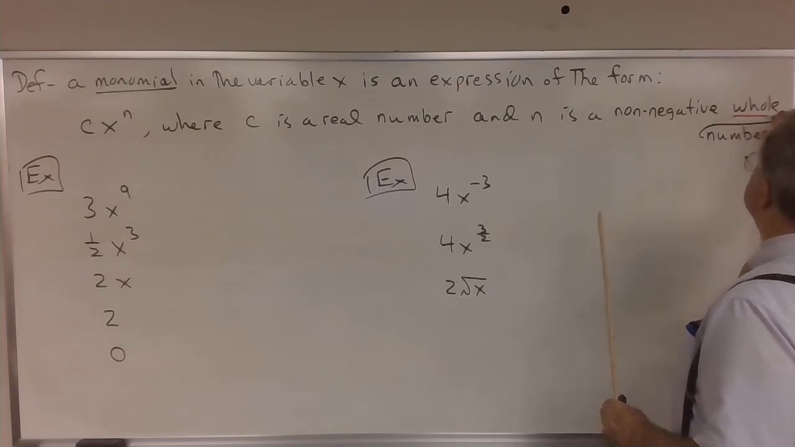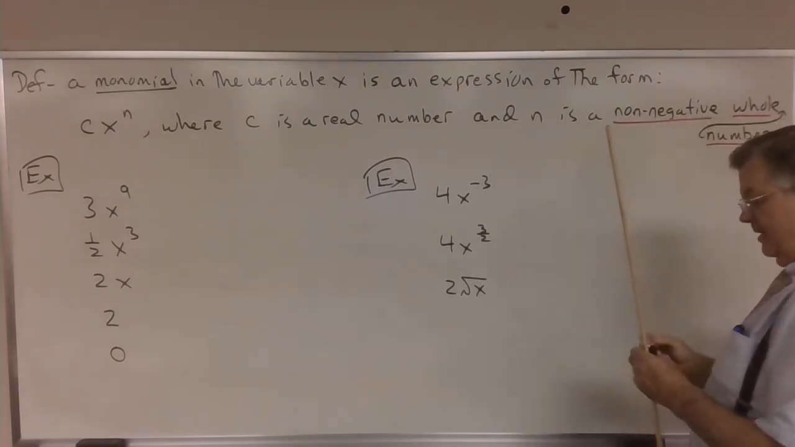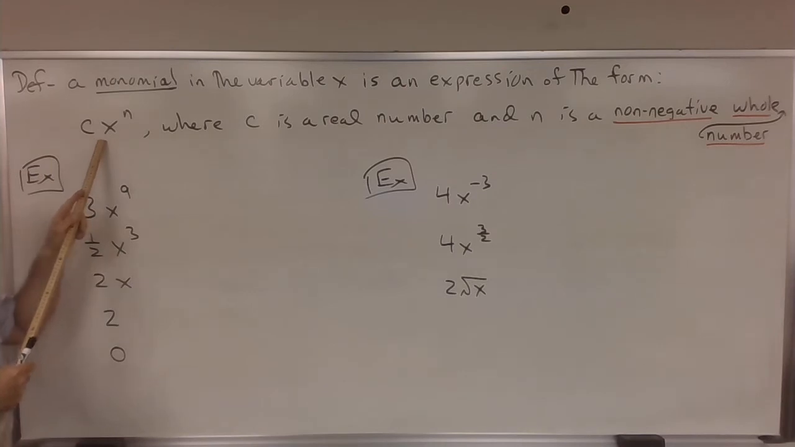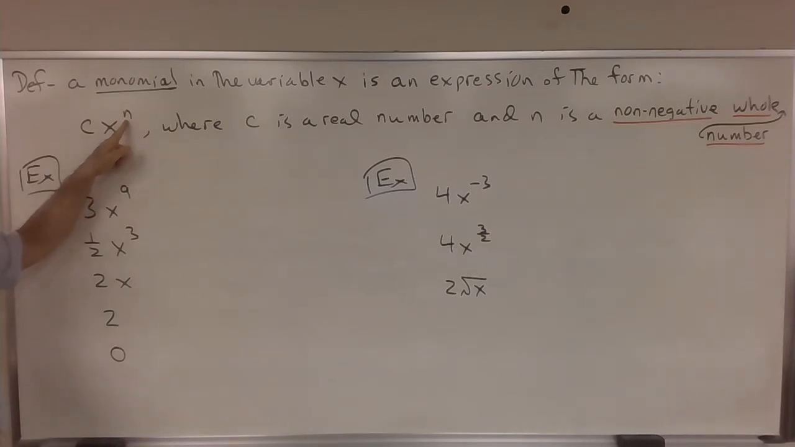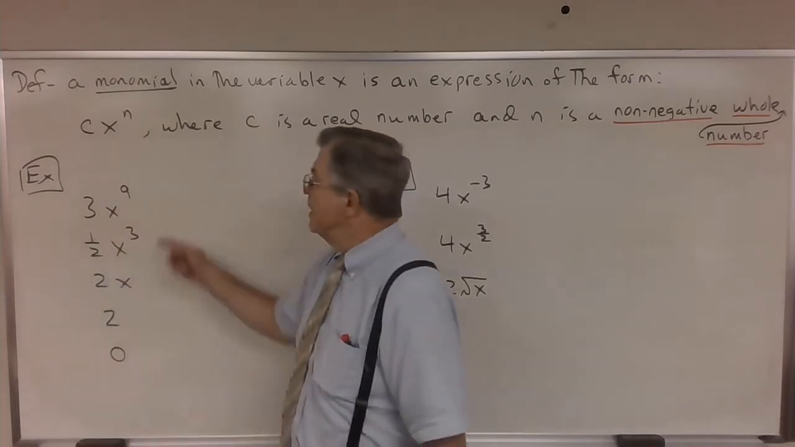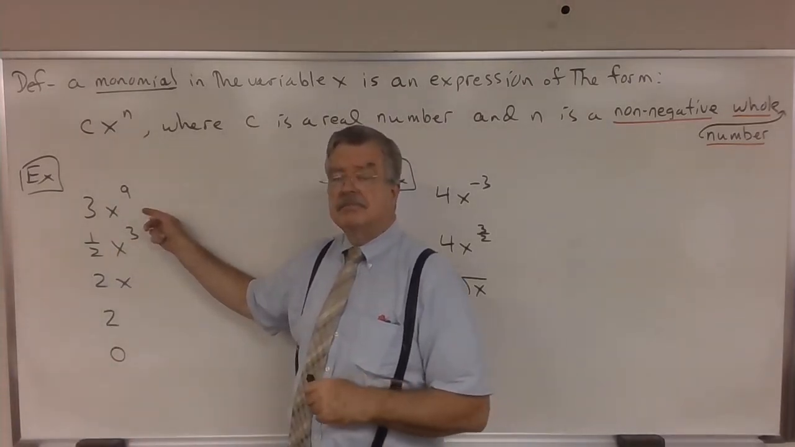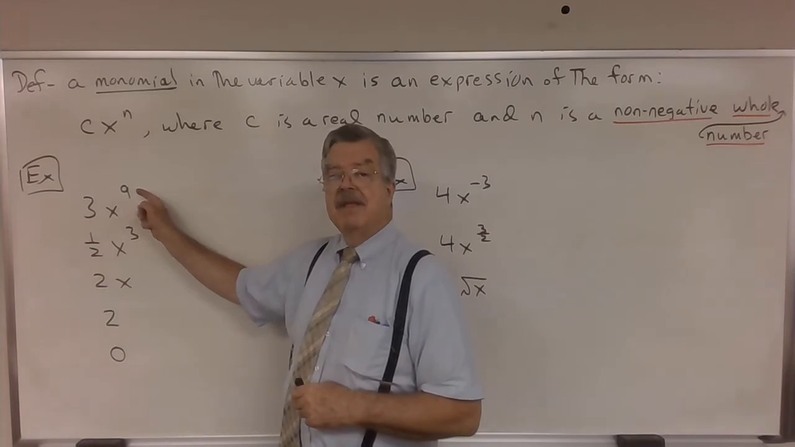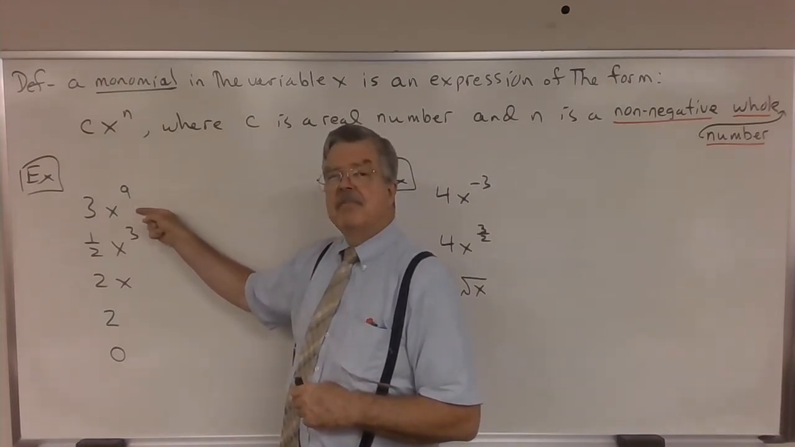So let me highlight that. So all monomials can be written in this form, where c is a real number and n is a non-negative whole number. So let's put some of these to the test. 3x to the ninth power. What do you think? Is it a monomial? Well, is 3 a real number? And 9? It's non-negative, and it's a whole number, right? So this definitely is a member of the monomial club.